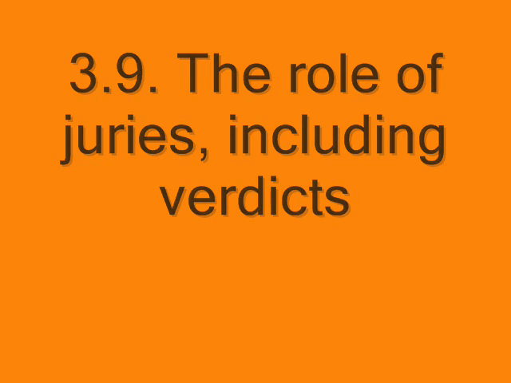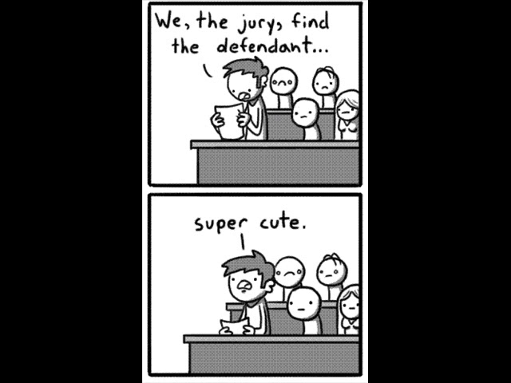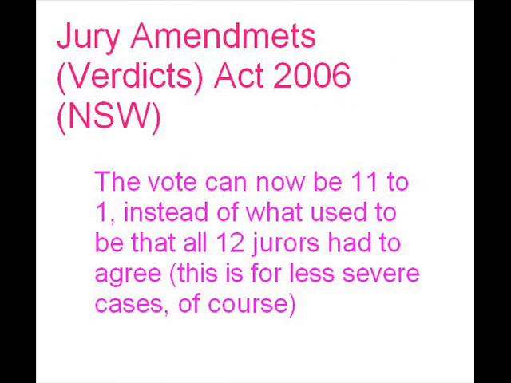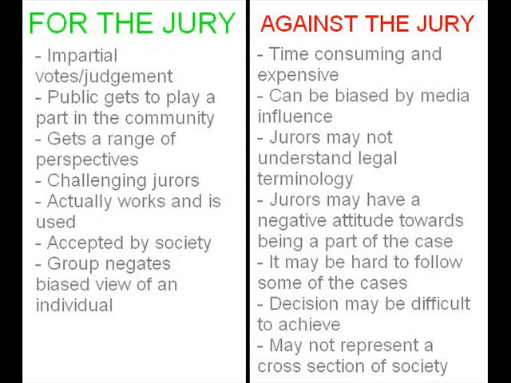A jury decides on the verdict, guilty or not guilty. If they cannot come to a decision, it is called a hung jury, and the case is started again with a different jury. Under the Jury Amendments Verdicts Act 2006, the unanimous vote was scrapped, where all 12 jurors had to agree, and now the vote can be 11-1. There are many reasons for and against a jury in the criminal justice system, and the reasons are as follows.